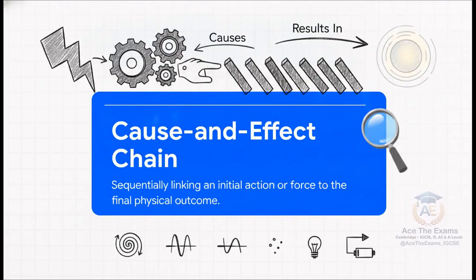Now, this is where the real magic happens. Step 3 is all about explaining the physics, and you do this through a strict cause and effect chain.